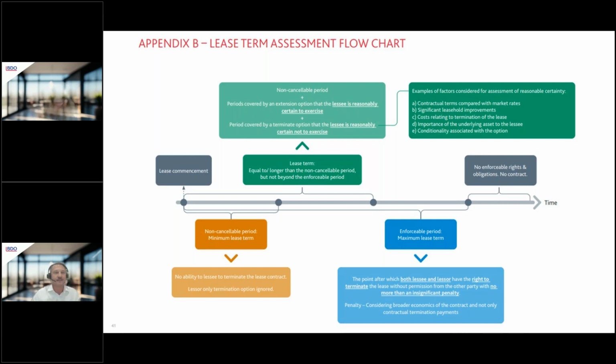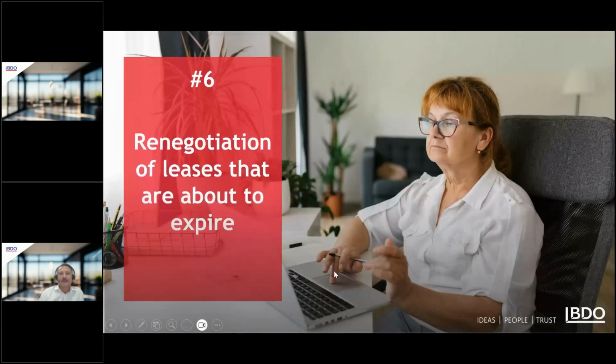But suddenly they say, "Oh no, we're not likely to be there for long because we only take the non-cancelable period." And we're like, "No, no, you've actually got a right to extend, and you're reasonably certain to do that. You must include that in the lease assessment." Leave it at that in the interest of time and give it over to Aletta to do some items 6 to 10 on the common errors.